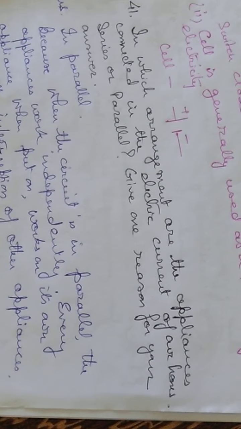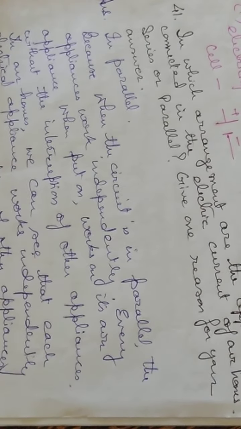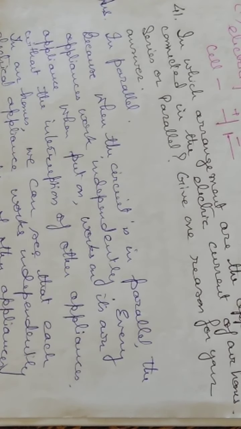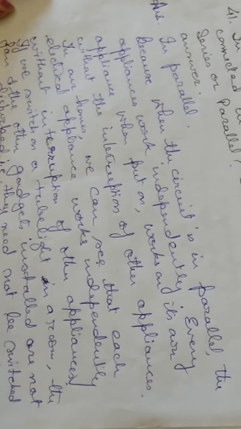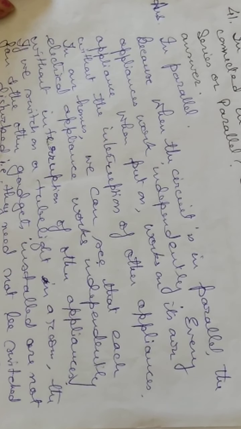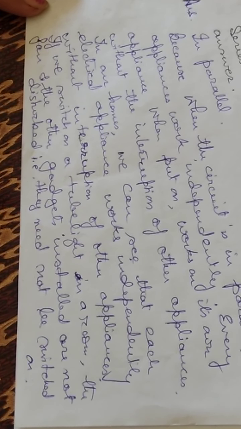Then, in which arrangement are the appliances connected in the electric circuit of our home, series or parallel? It is connected in parallel. Give one reason for your answer. Because when the circuit is in parallel, the appliances work independently. Every appliance when put on works on its own without interrupting the other appliances. In our homes we can see that each electric appliance works independently without interrupting any other appliances.